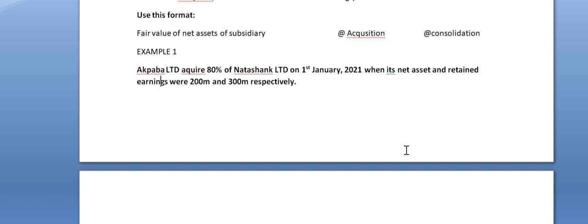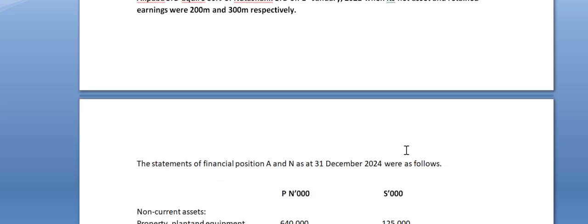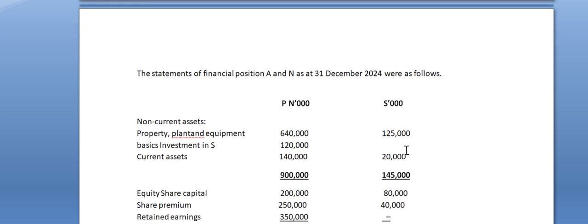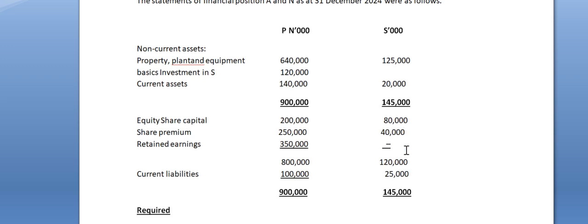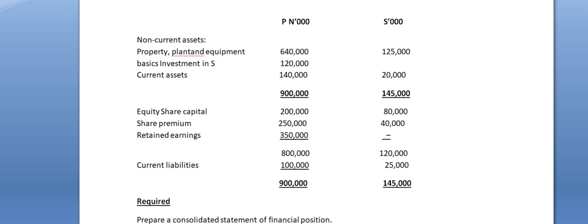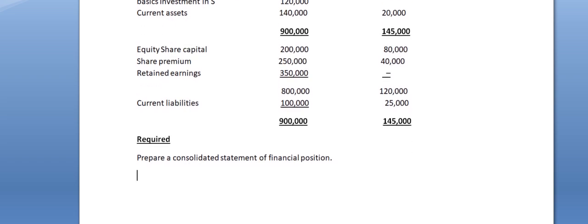So let's look at this example also to buttress what we are looking at. Example 1. Akpaba Limited acquires 80% of Natasha on 1st January when its net asset and retained earnings were 200M and 300M respectively. The statement of financial position of A and N as of 31st December 2024 was as follows. Look at it. You can see it. Required: we are to prepare a consolidated statement of financial position.